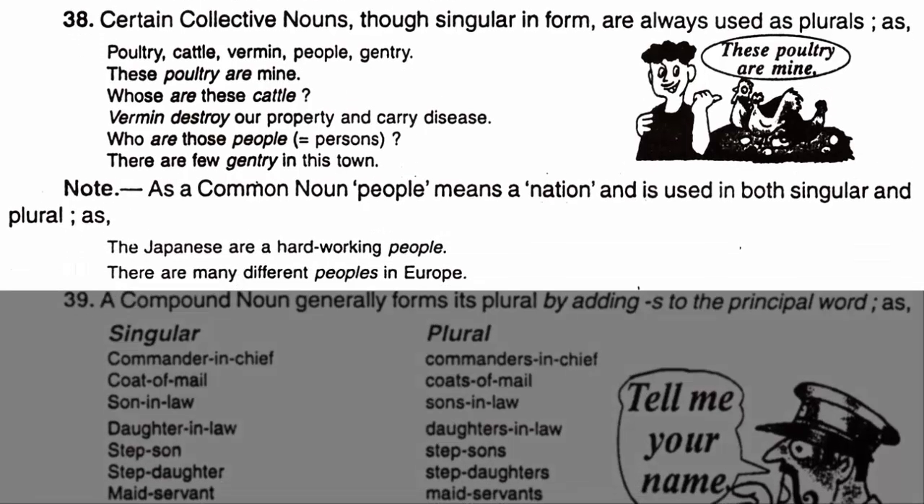Certain collective nouns, though singular in form, are always used as plurals. As poultry, cattle, vermin, people, gentry. These poultry are mine. Whose are these cattle? Vermin destroy our property and carry disease. Who are those people? There are few gentry in this town. Note: as a common noun, people means a nation and is used in both singular and plural. As the Japanese are a hard-working people. There are many different peoples in Europe.